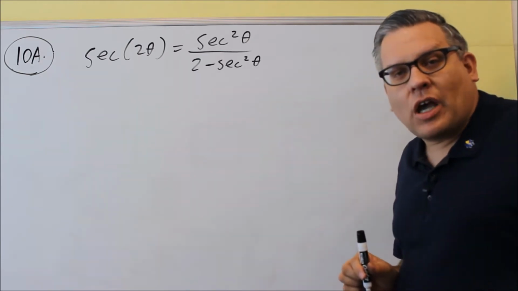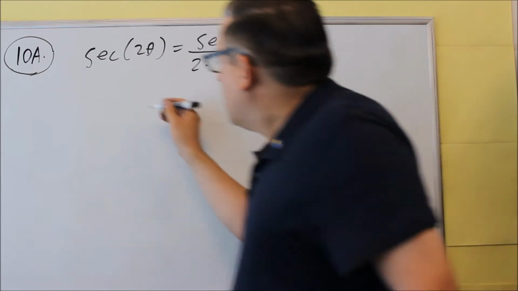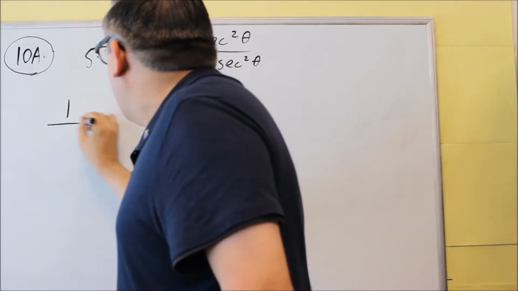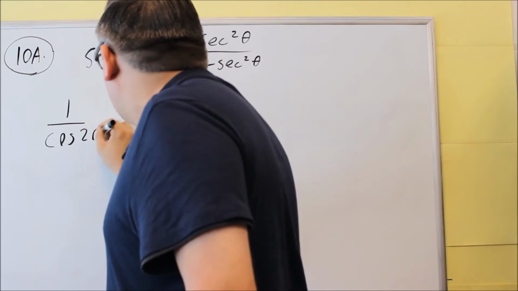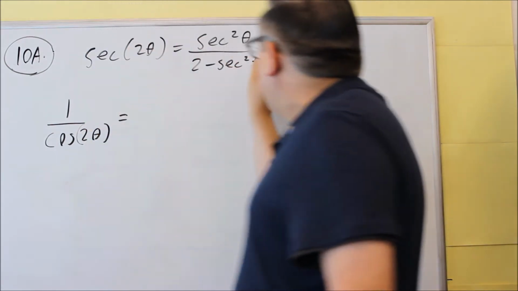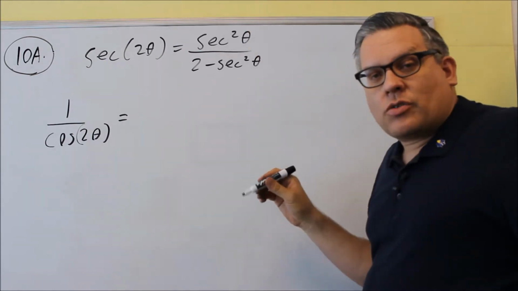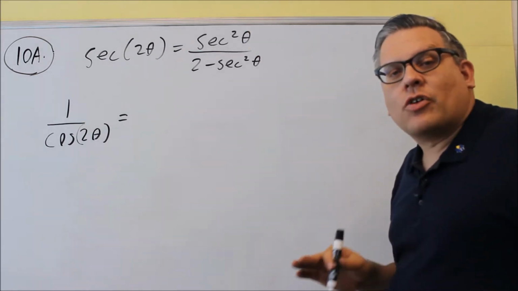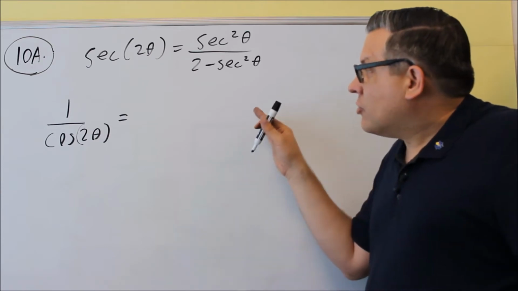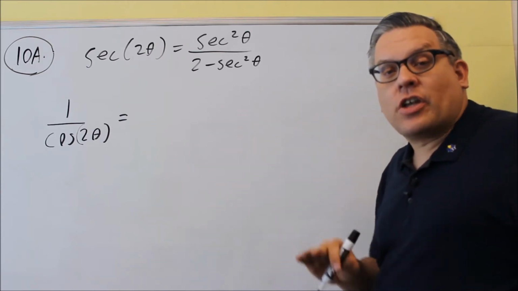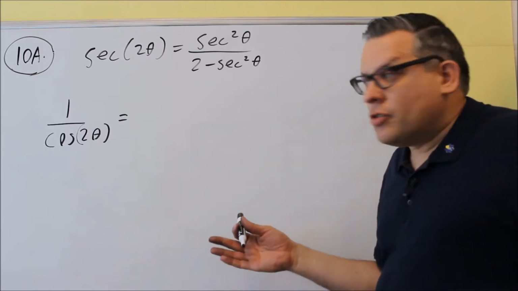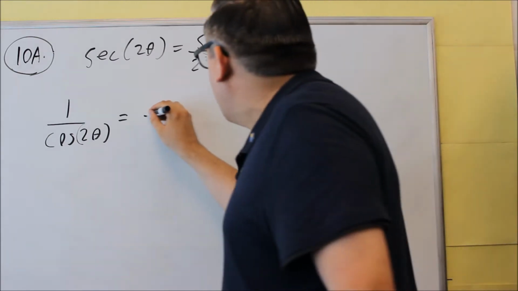Secant is the same thing as 1 over cosine. So I'm going to change this into a 1 over cosine 2 theta. And then this, I'm going to change all those into 1 over cosine as well. That's one of the first strategies with verifying identities: if you can change everything into sines and cosines, you want to do that. So I will do that for this one.